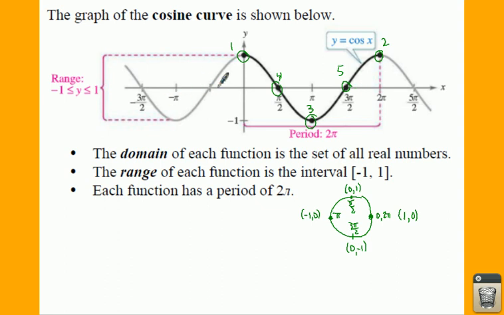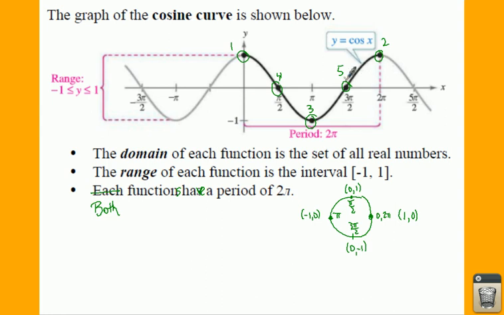Keep in mind your domain, that's your values going left and right. That's going to be all real numbers. Your range is only between -1 and 1. In your circle, aren't these only between -1 and 1? Yep. And both of these functions have a period of 2 pi. That means one full cycle is from 0 to 2 pi.